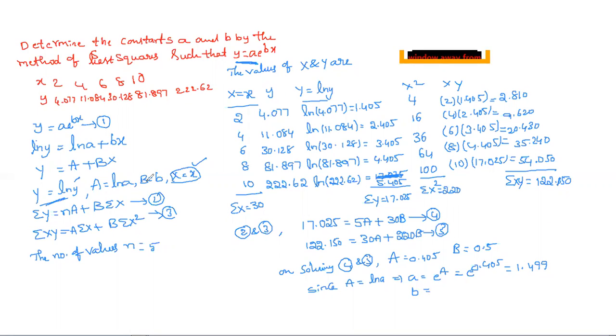And next we require small b. Small b is equal to capital B, which is what we got here. So small b is equal to 0.5. Therefore y is equal to a, which is 1.499, into e power b, which is 0.5, into x. So this is the required exponential curve of best fit. This is the way you need to calculate it.